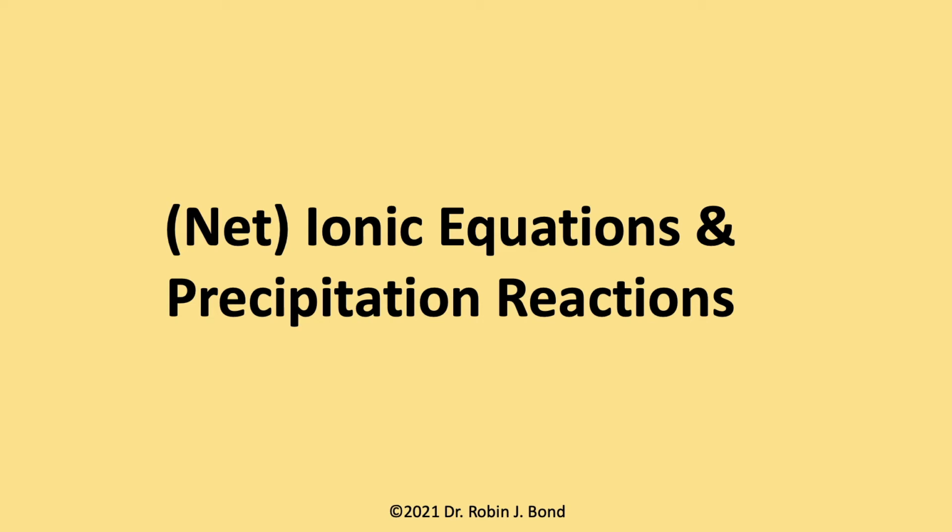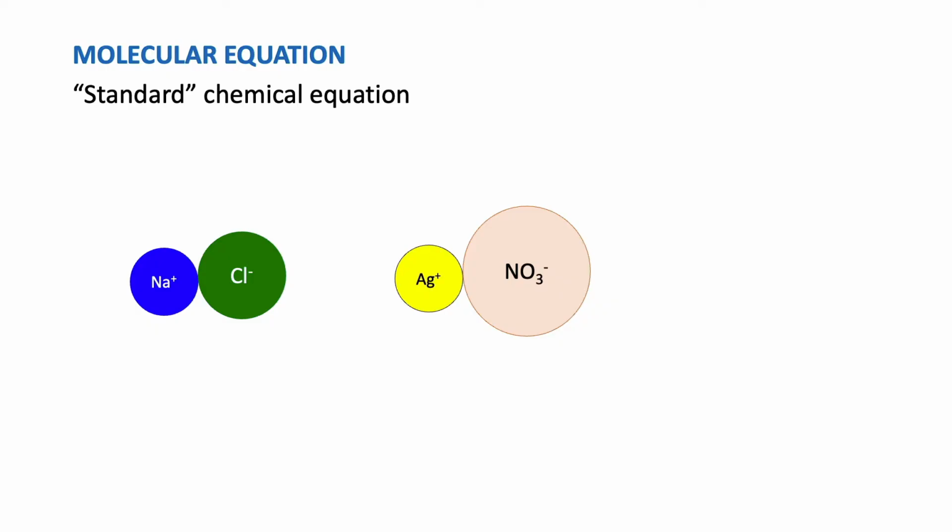Hi, in this video we're going to talk about ionic equations and net ionic equations and precipitation reactions. So let's start off by talking about a couple of different kinds of chemical equations. The standard chemical equation that we've been talking about up till now is what we call a molecular equation.